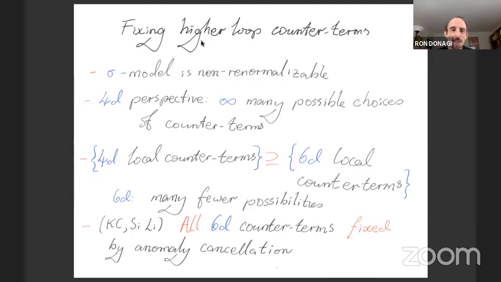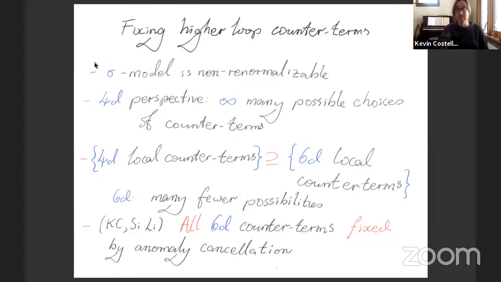Okay, so I mentioned this sigma model is non-renormalizable. That means normally it's a big mess. You can't really talk about the quantum theory because there's too much ambiguity. From the 4D perspective, there are infinitely many possible choices of the counterterms. But if we want it to make sense as a 6D theory, that's much harder. In the 4D perspective, there are loads of local counterterms I can build, but very few of those will be realized as 6D local counterterms. If I give you a generic 4D expression, that will be realized as some non-local thing in 6D.